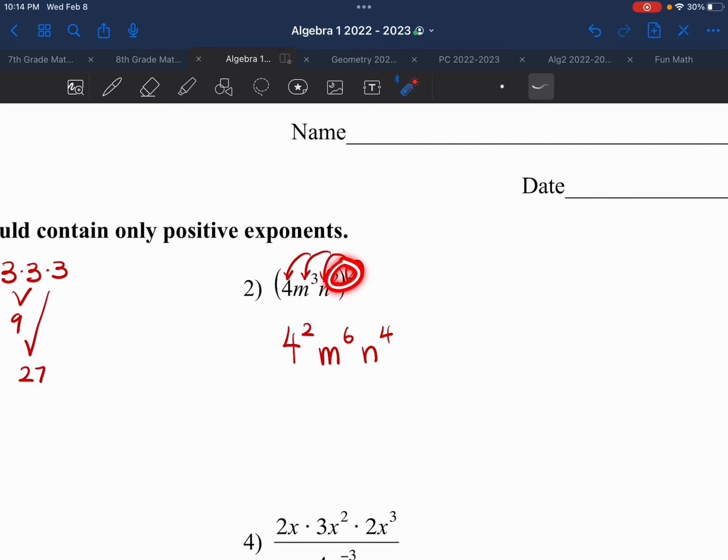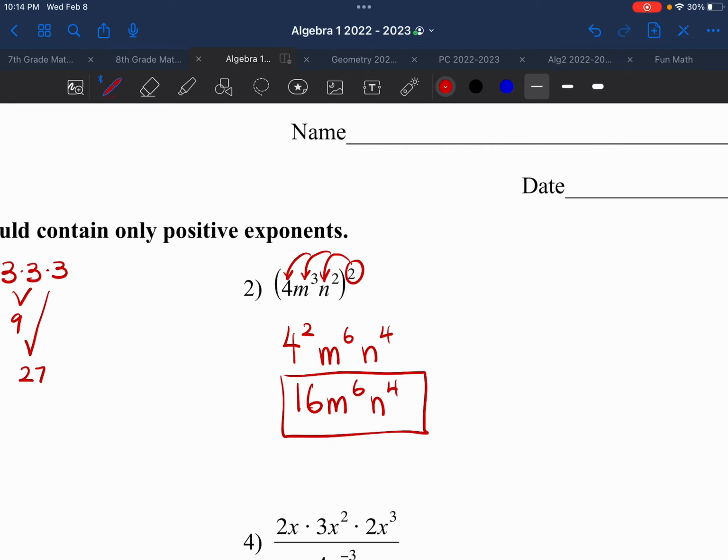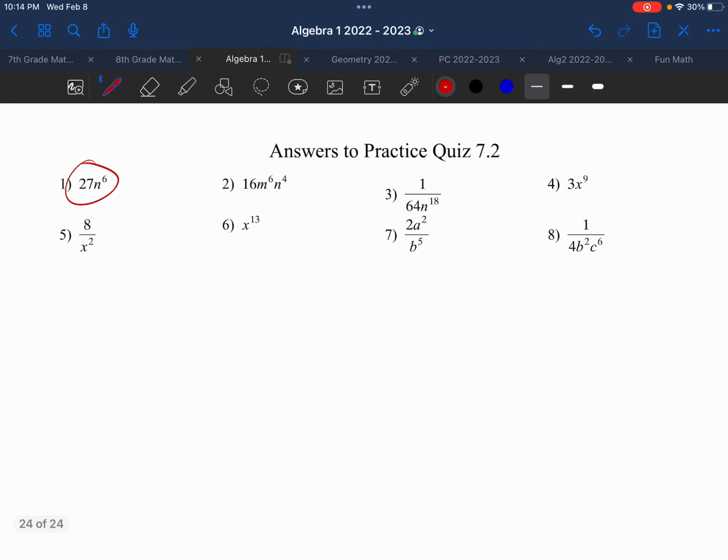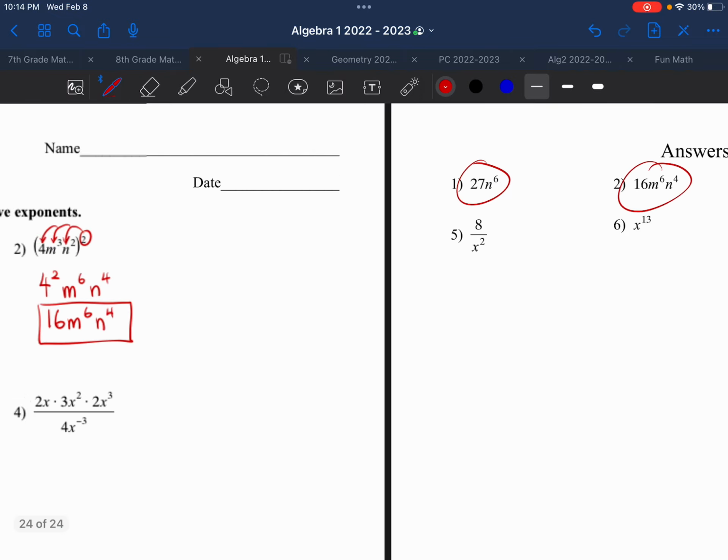Interestingly, if you had added those, you would have gotten the same answer doing an incorrect operation. From here, I can simplify. 4 to the power of 2 is 16. 16, m to the power of 6, n to the power of 4, and that's as far as I can go. Let's check our work. 16, m to the 6, n to the 4.